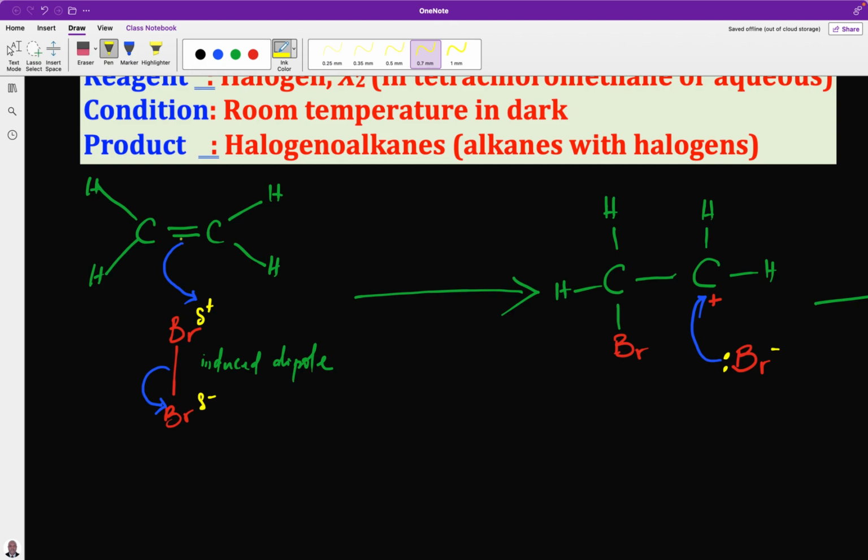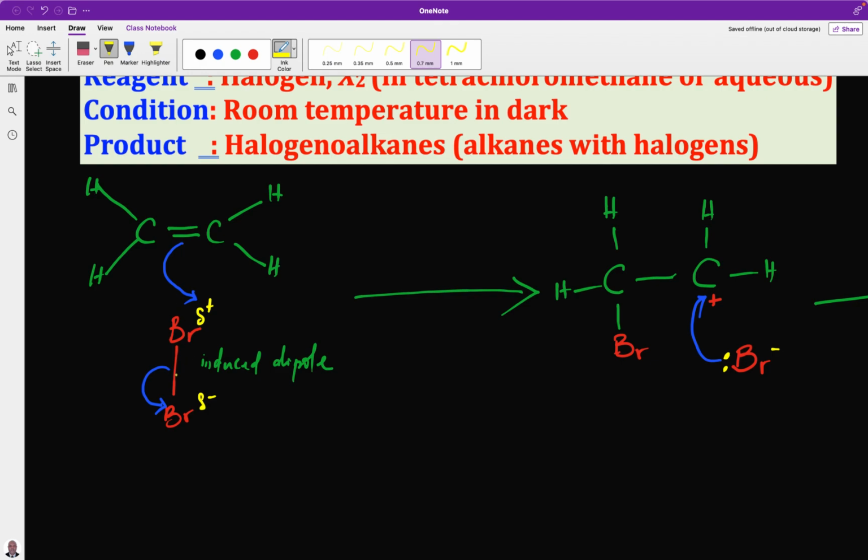The curly arrow does what? It indicates the movement of a pair of electrons. The pair of electrons of the pi bond will be donated to this bromine, the bromine having the partial positive. So when a pair of electrons is donated here, a bond is formed between carbon and the bromine. Now there was heterolytic fission.